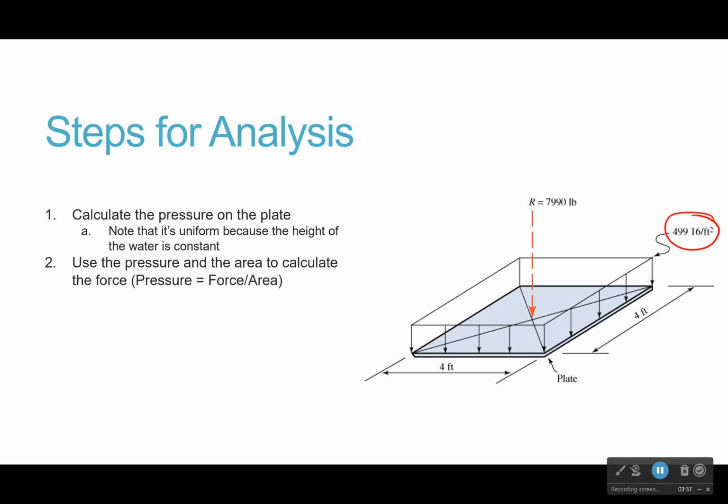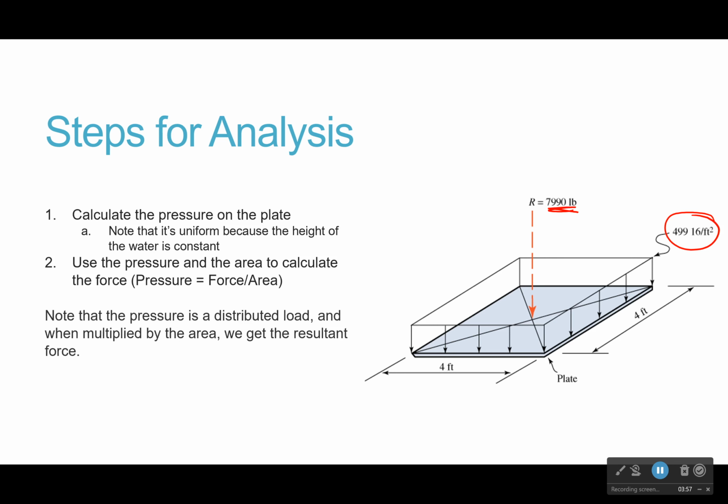We're going to use the pressure and the area to calculate the force, because pressure is equal to force over area. I have an area of 16 right here, okay? I have a pressure of 499.16. So I multiply those two together, and I do get 7,990 pounds. So we'll get the resultant force, and then that goes to the center of gravity for this shape, which is a rectangle. So it's the center in both directions, the middle in both directions.